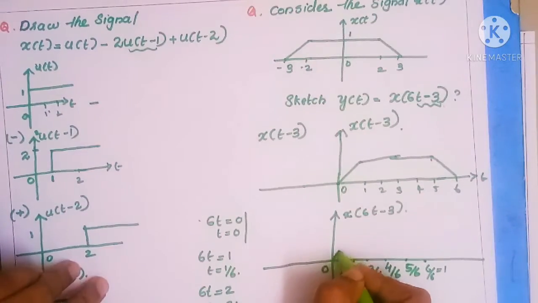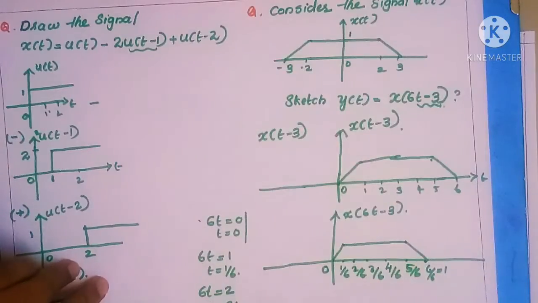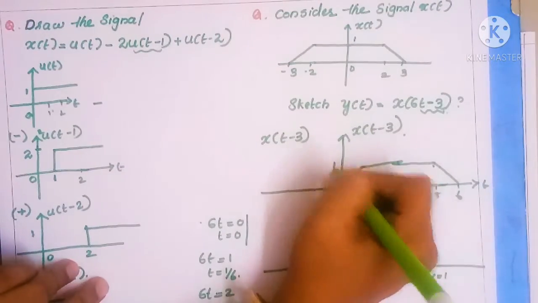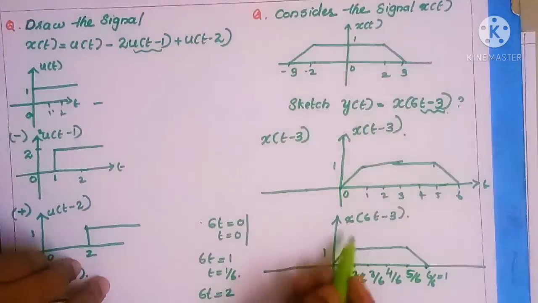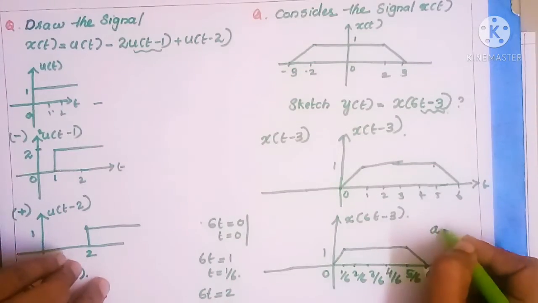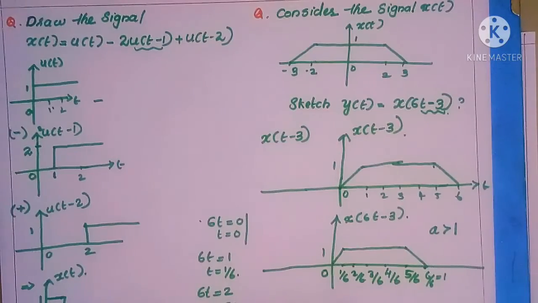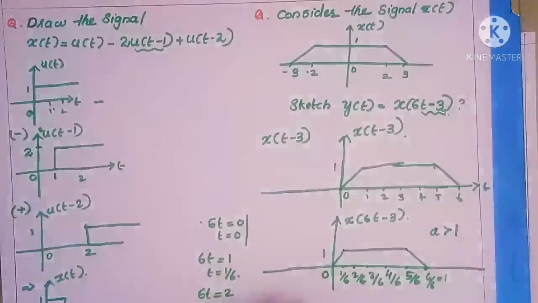So we can draw this. So this is our amplitude here, 1, 1. If you consider this signal, we get a compressed version of our input signal, because here we take a value greater than 1. So here we get a compressed version of our input signal.